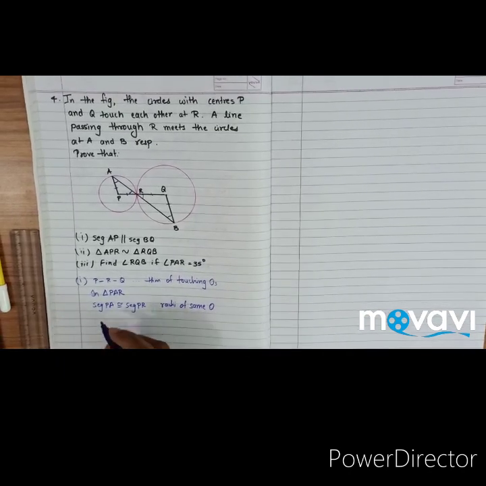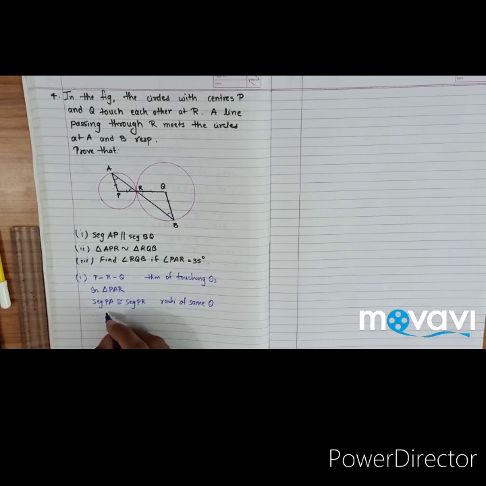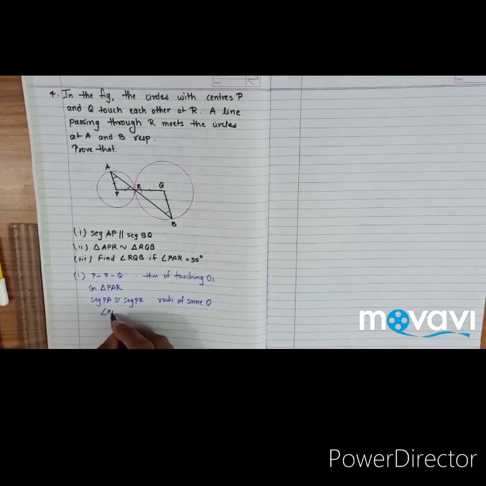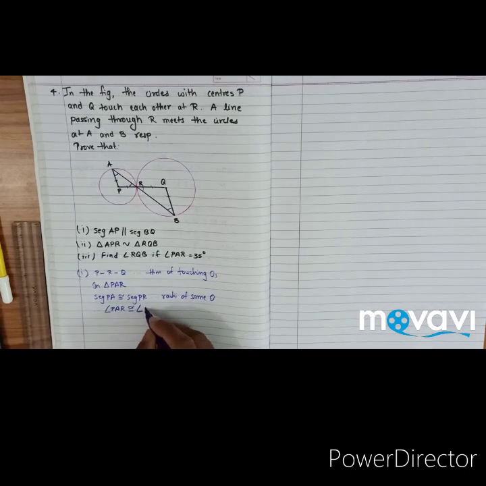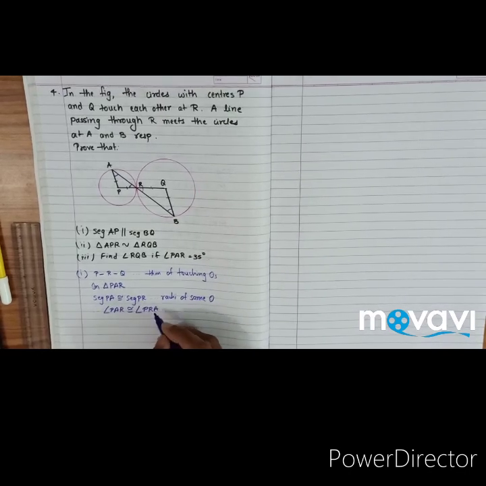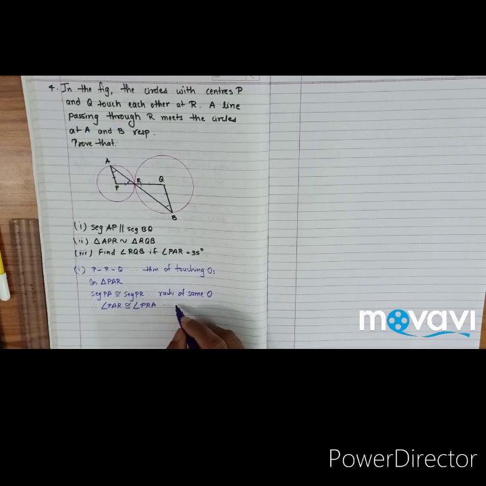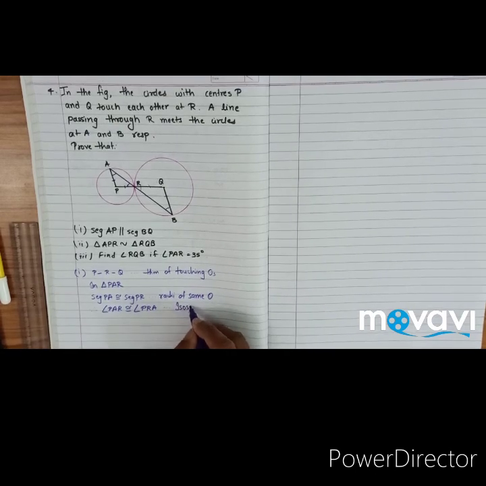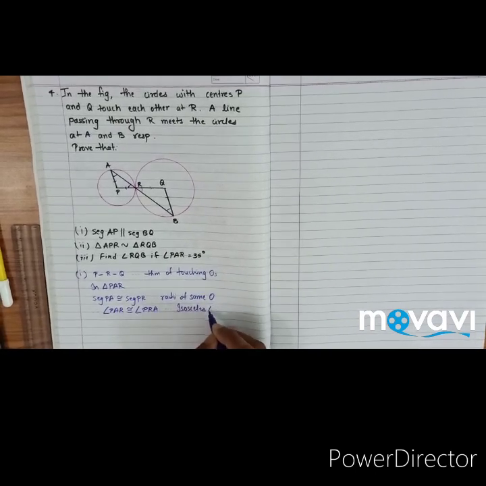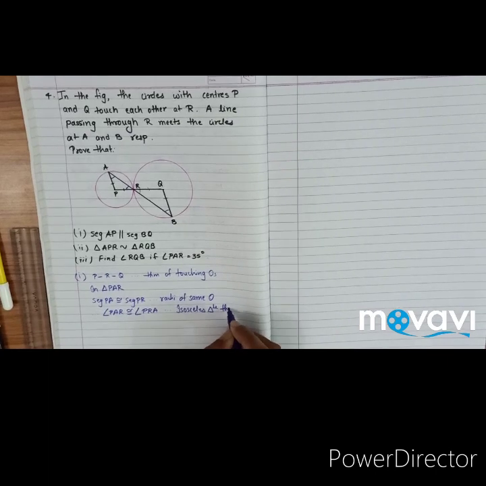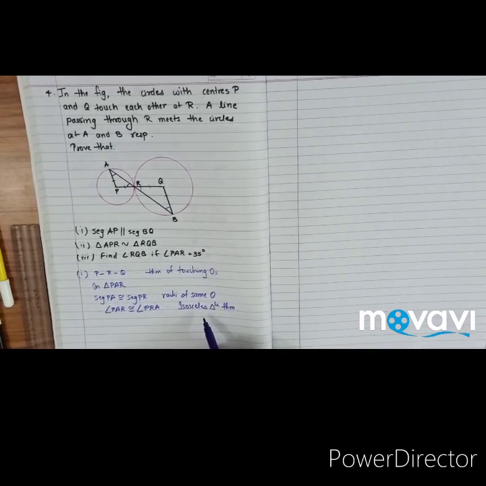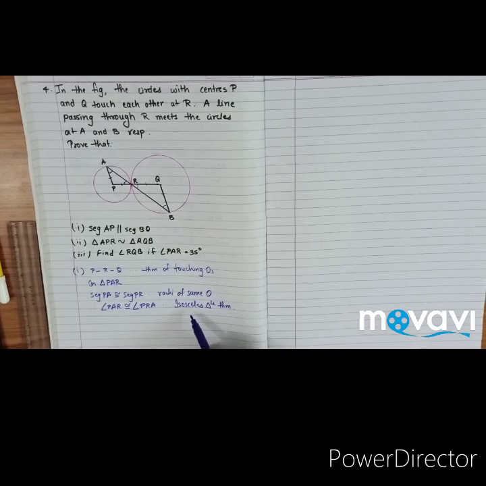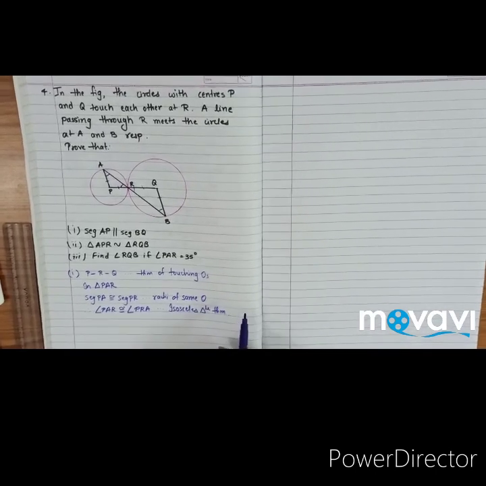Now, therefore, I can say that angle PAR is congruent to angle PRA. Why? Isosceles triangle theorem. Okay, again I am telling you, don't use short forms. You may lose your marks. You better write the complete statement.